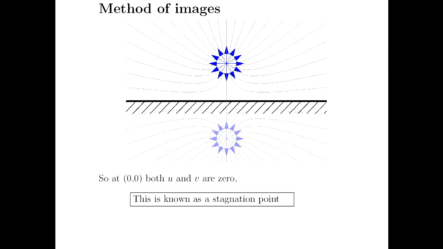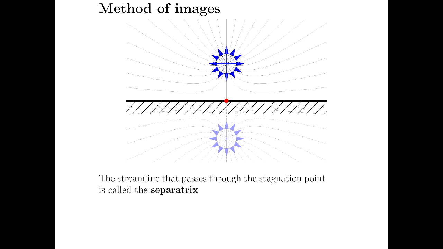And when we have a location where both my velocities u and v are 0, we have a point known as a stagnation point, which is in red there. So my stagnation point is located at the origin, 0, 0, because my velocities u and v are 0 there. Now, a streamline which passes through a stagnation point is called a separatrix. These red lines here are streamlines, but they are special streamlines called a separatrix because they cross through the stagnation point.